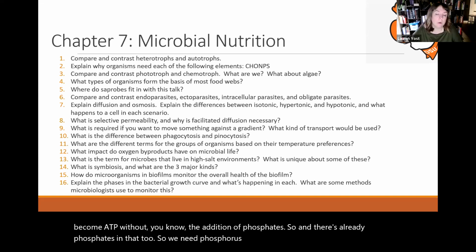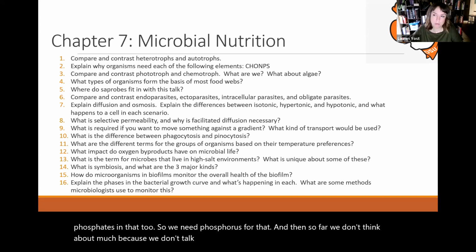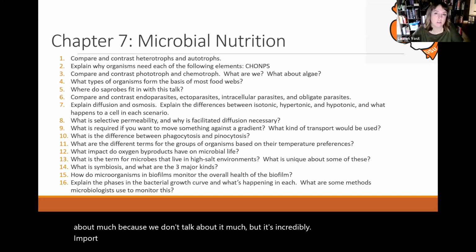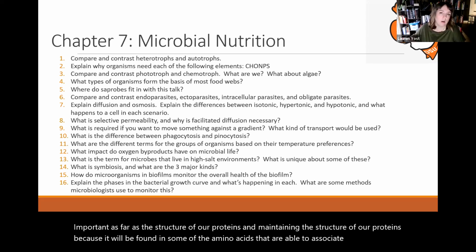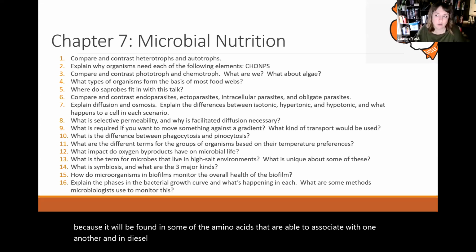And then sulfur, we don't think about much because we don't talk about it much, but it's incredibly important as far as the structure of our proteins and maintaining the structure of our proteins because it will be found in some of the amino acids that are able to associate with one another in disulfide bonds.